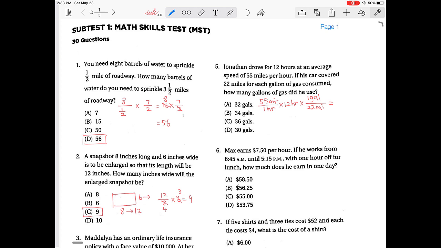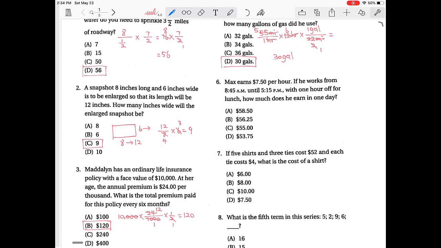Simplifying the units, we know that our answer will have a unit of gallons. And simplifying the rest of the equation, divide this by 11, we get 2. Divide by 11, we get 5. And 2 can then be further simplified. And here we'll get 30 gallons of gas, and that is option Delta.